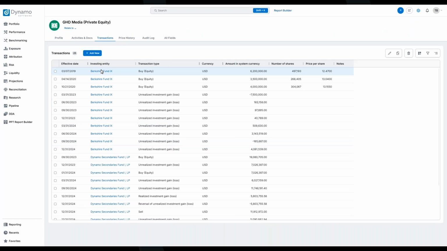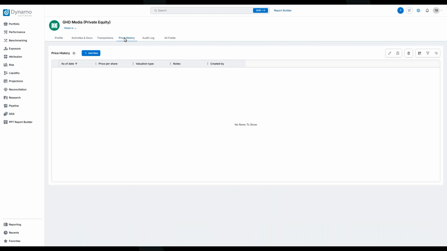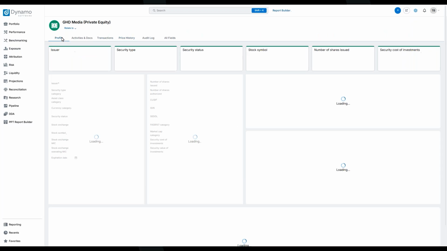If I scroll up to the top, I can also see historical transactions that Berkshire Fund 9 and other funds have. I can group this by entity or transaction type, but here I can see all the different transactions that Berkshire Fund 9 has made over time into GHD Media. I also can come in and see price histories. The whole idea here is to be able to confirm the valuations of the holdings that your fund's managers are investing in for that particular fund, to give you the information that I discussed earlier.